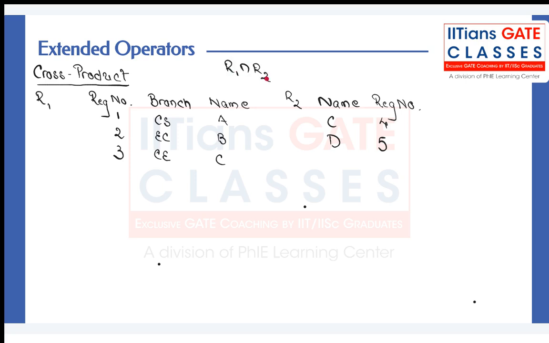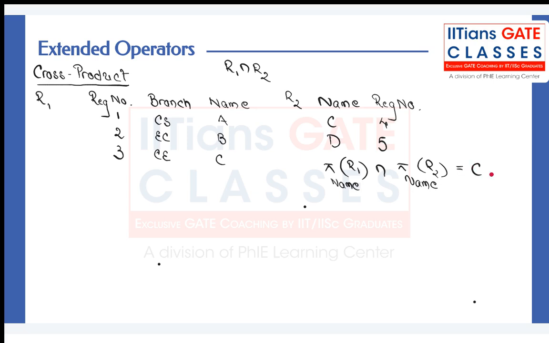Let's say if I tell you this, can you answer what is the output of this? Pi of R1, let's say I get the name, and I want to intersect with pi of R2 given the name. What is the answer? C. Right? Very good. C.